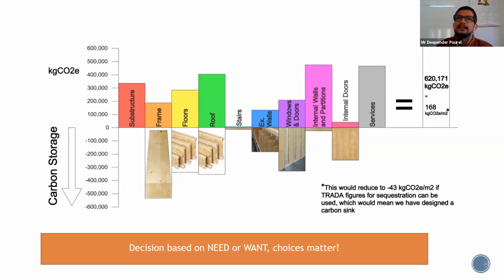We as human beings have choices, we can choose what to use. And that's where, as a designer, we can tell the client what he can do to make a better built environment. So going from a very high carbon footprint to a lower one is a decision that one can make based on whether they want to have it or they need to have it. So choices matter a lot.